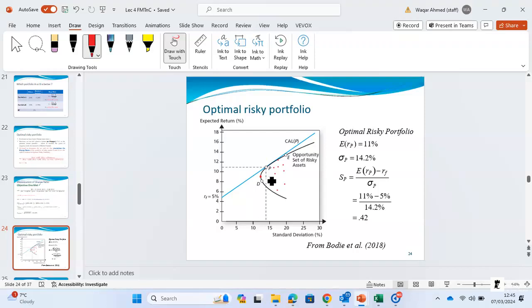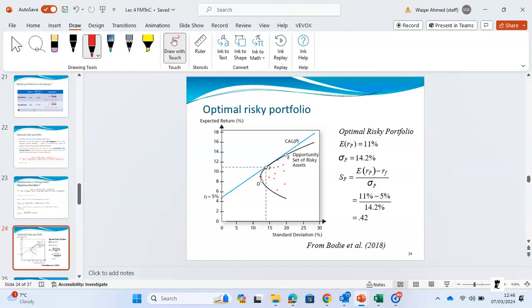If you put all of your money in the risk-free asset, what will you get? You'll be at this point, right? Your return will be 5% and your risk is 0. Okay? And if you put all of your money in the optimal risky portfolio, what will you have? You will have this point P, right? Where the expected return is 11% and the risk of this portfolio is 14.2%.